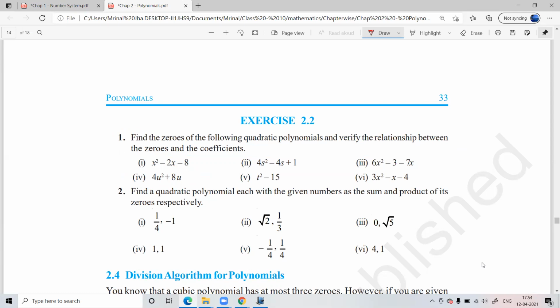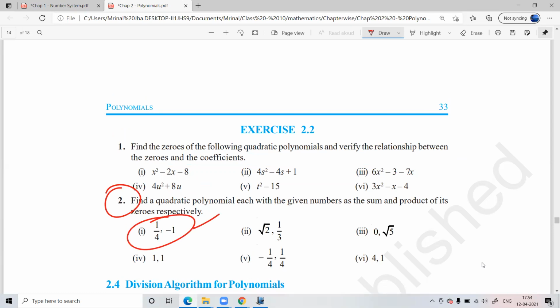Exercise 2.2, second question, first part. I couldn't understand the term itself, sir. Okay. This is also there in the video. We had solved this question in the last class itself. So you can go through that video also, but I will solve this question here also.